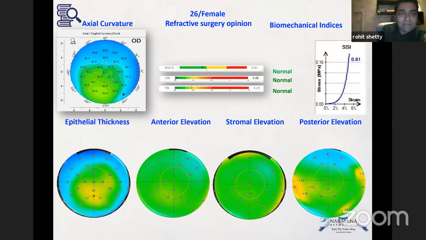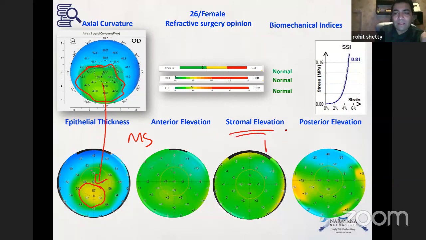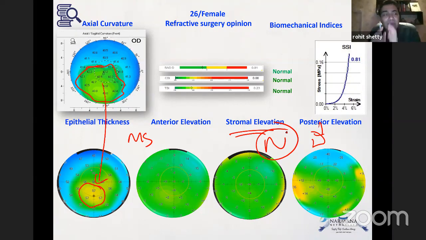For example, you can see this case, you have an inferior steepening, and you can see here on the MS-39 that the steepening is from the epithelium. And you can see that the stroma is completely normal. The posterior elevation is normal. This patient, we would have labeled as a suspect keratoconus. We probably would have called him for a routine checkup, or we would not have advised him surgery. This patient, I did a trans-PRK on him.